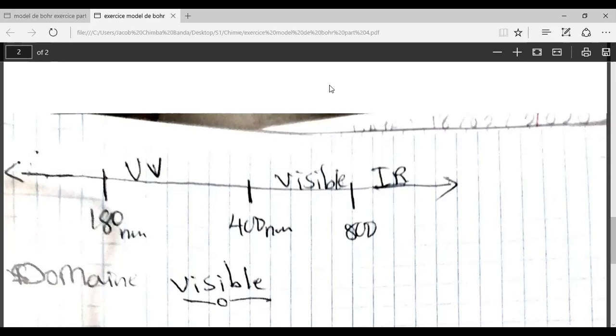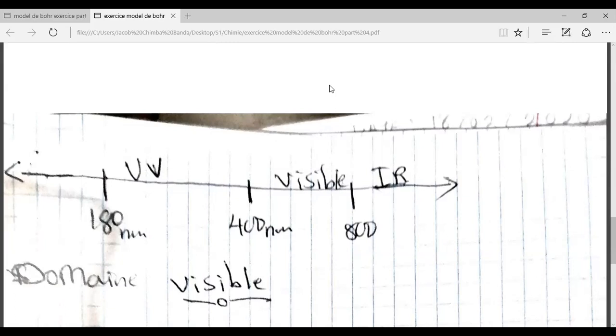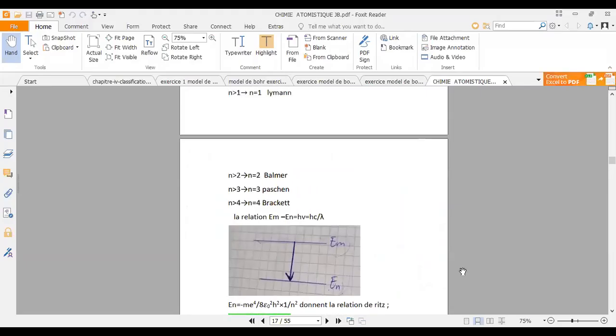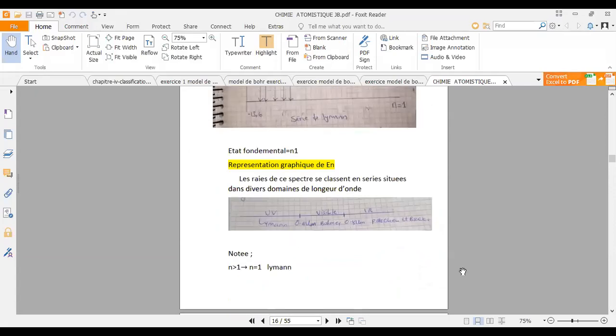Then there's one more. You are saying you have to know. So you mean this diagram is not given most of the time? Yeah, it's not given. You have to have it in your mind. So how do we know it's visible again? Yeah, you can see my diagram here.